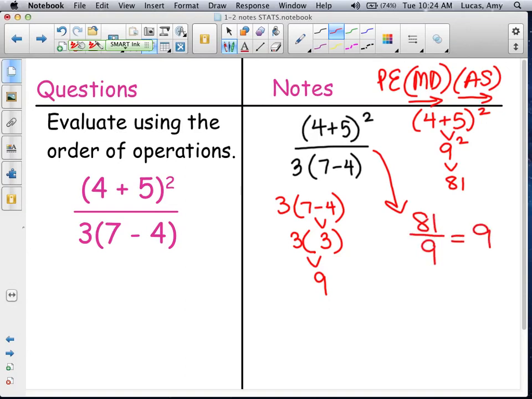My last step is to divide those. 81 divided by 9 is 9. So simplify the numerator until it's down to one number. Simplify the denominator until it's down to one number. Divide at the end.